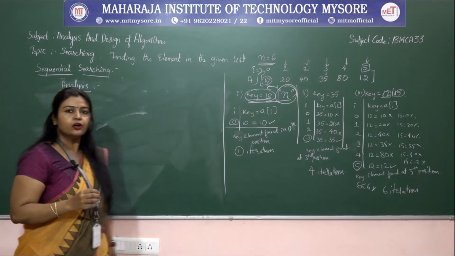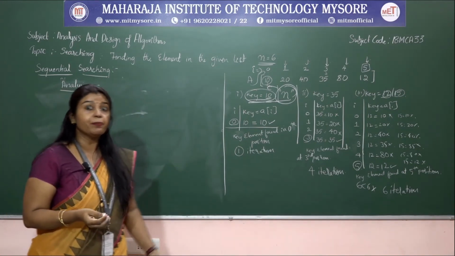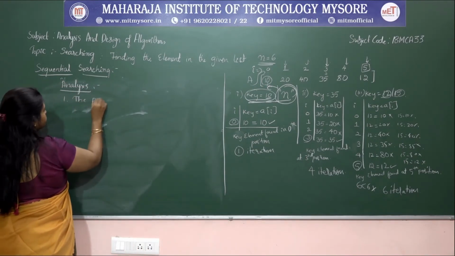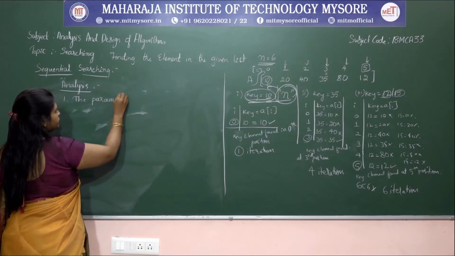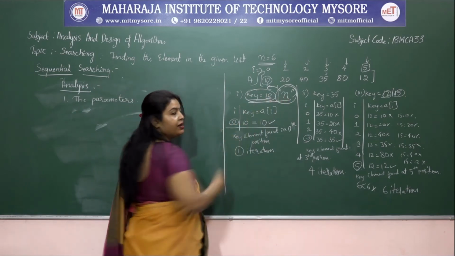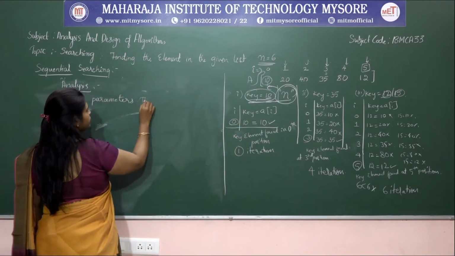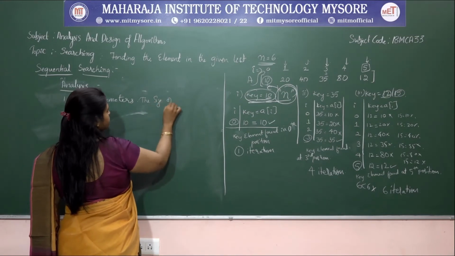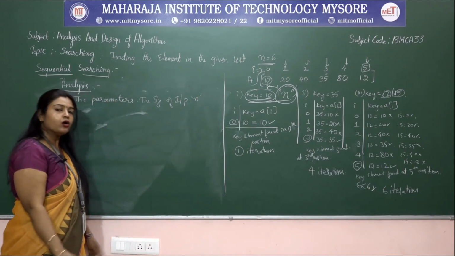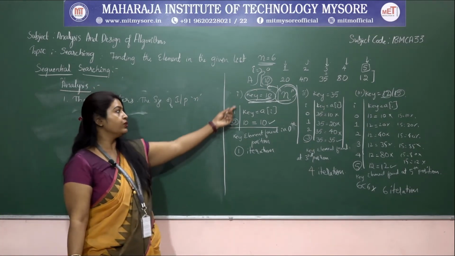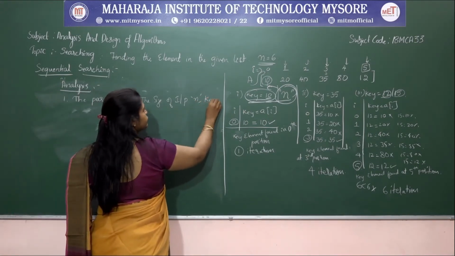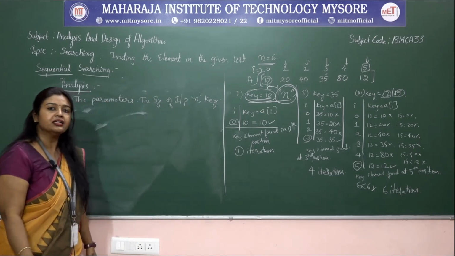So for analyzing the algorithm, what is the first step? We need to identify the parameters. So what are the parameters? The size of the input, that we call n, and along with that we have a key element. We are sending this one also as a parameter, right? So the key element also we are sending.